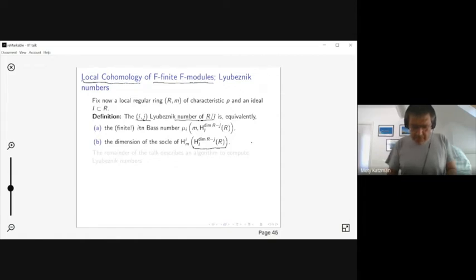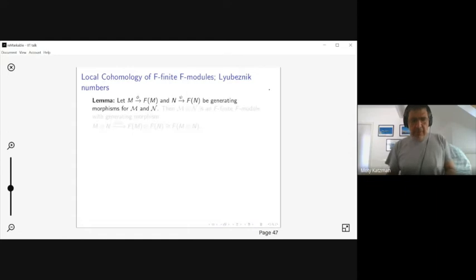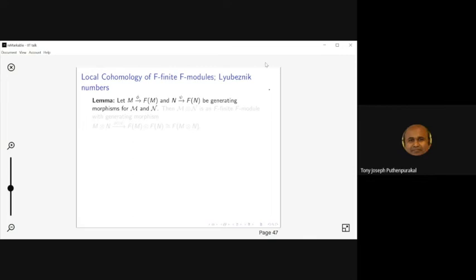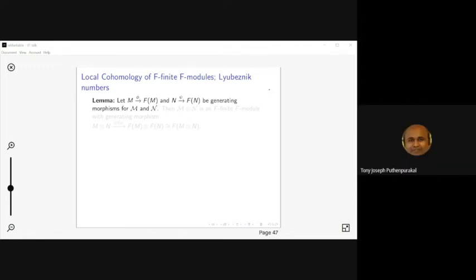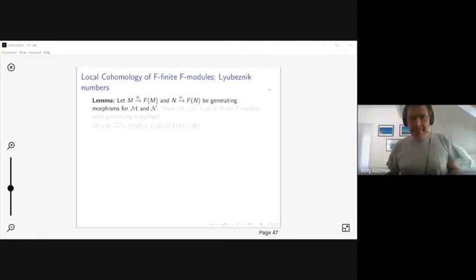Okay, so what I'm going to do in the remaining time of this talk, which I'm not quite sure how much it is, is show you an algorithm for computing these Lyubeznik numbers. So how am I going to do that? The first step is a simple observation. Let me just check that I still have an audience because I can't see anything. Can people still hear me? Yeah. Okay, good.